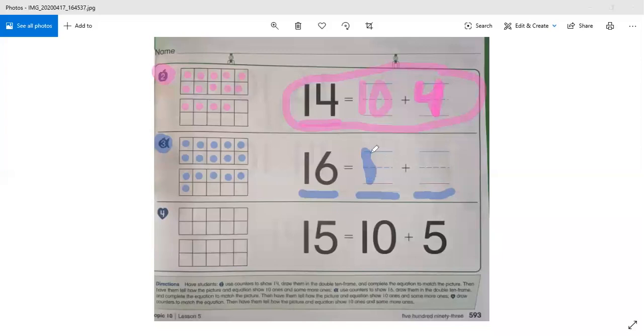Oh, I am sorry about this handwriting. It's very difficult to write numbers on a computer.